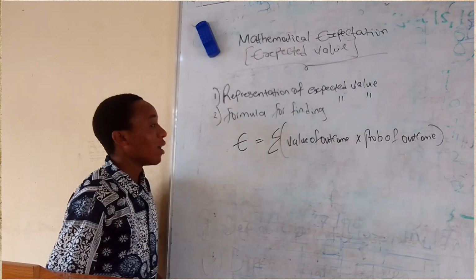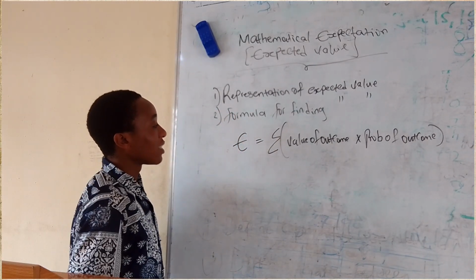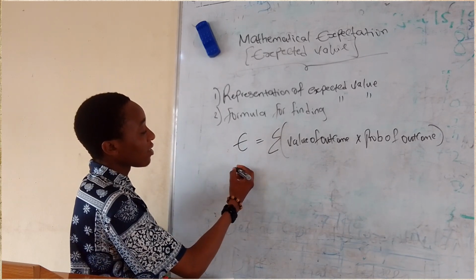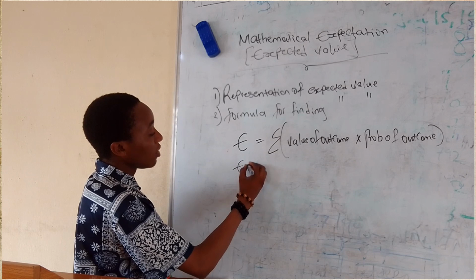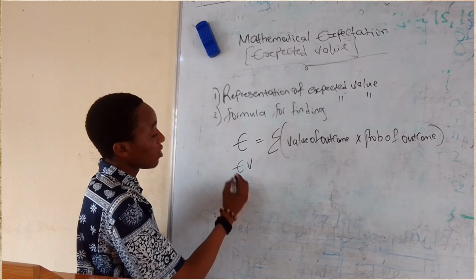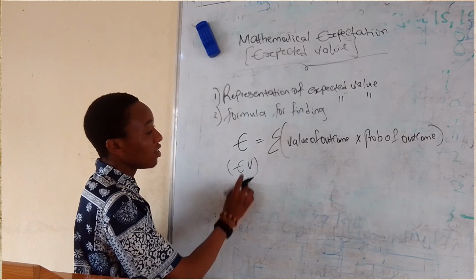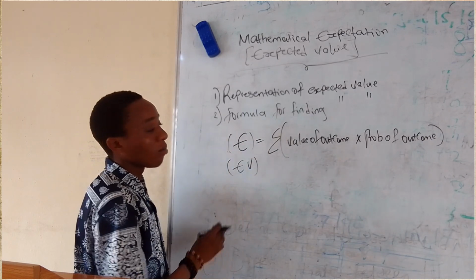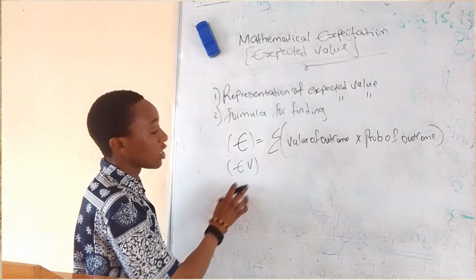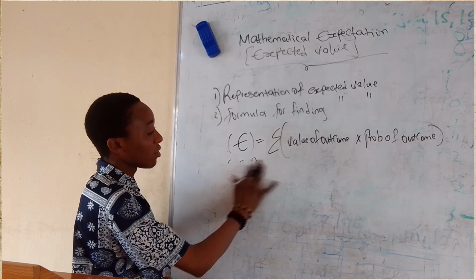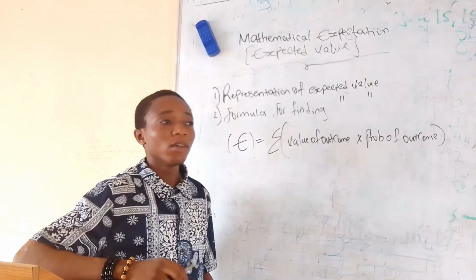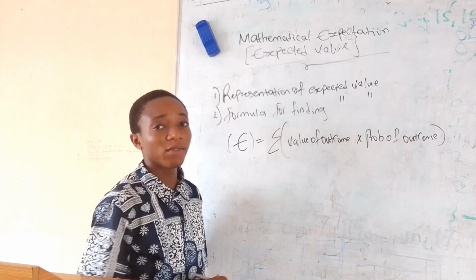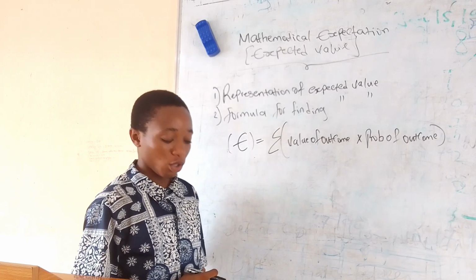Mind you, expected value can be written as E. It can also be represented as EV. So whether you see EV or you see E, both of them are still talking about mathematical expectation or expected value. They are still the same thing. So now that we know the formula for mathematical expectation or expected value, let's solve a question.